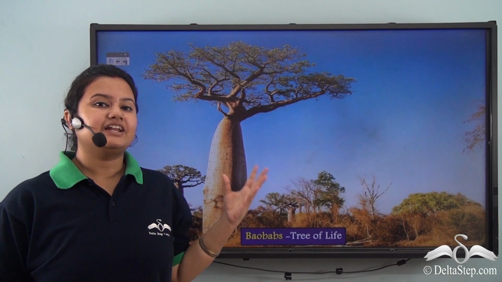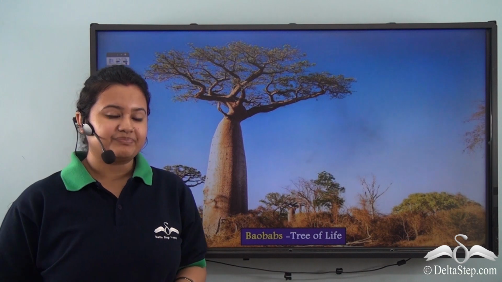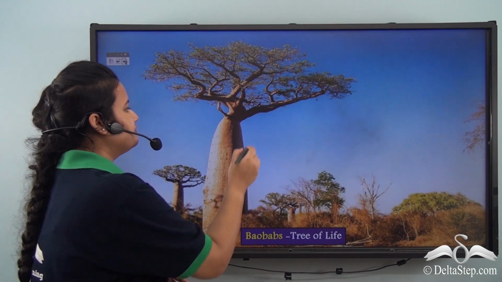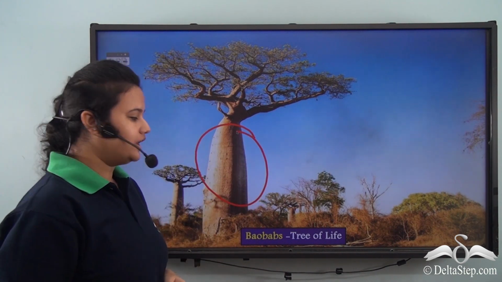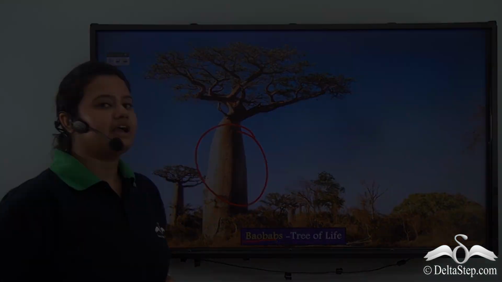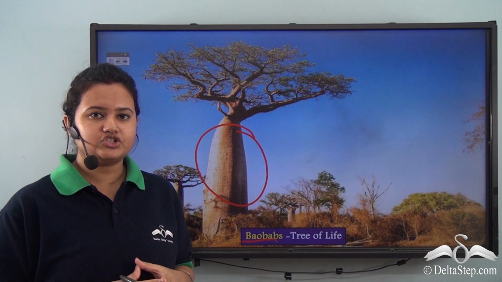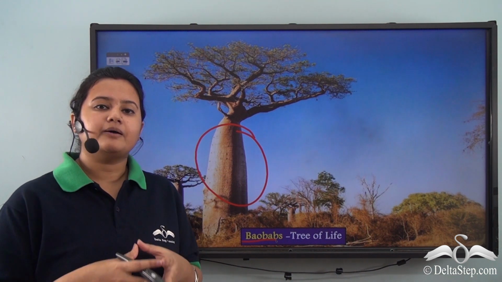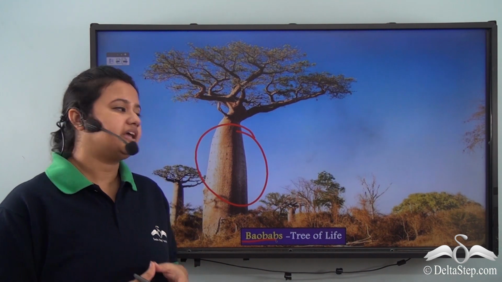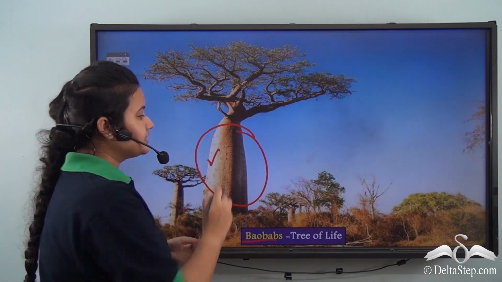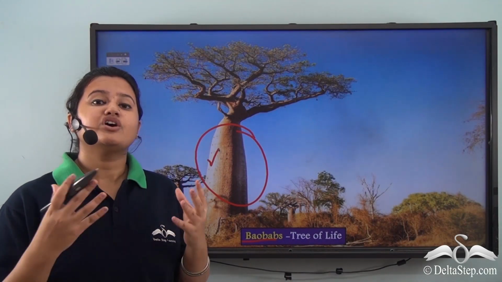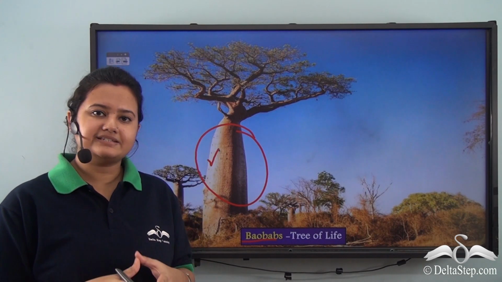Look at these trees. They look very unique, don't they? These trees that have swollen trunks are called baobabs. These trees mostly grow in dry and arid regions. As a result, they absorb and store water in their vast trunks during the rainy season. This enables them to produce fruits during the dry season.